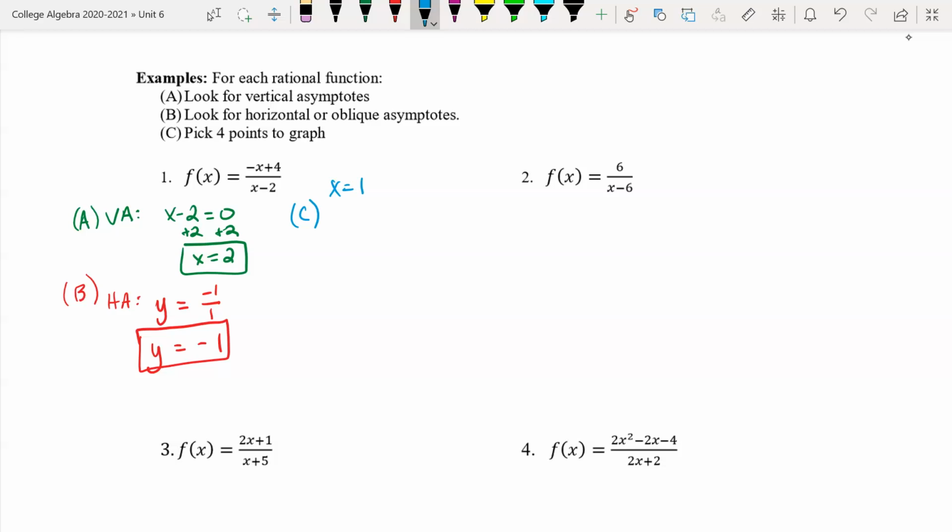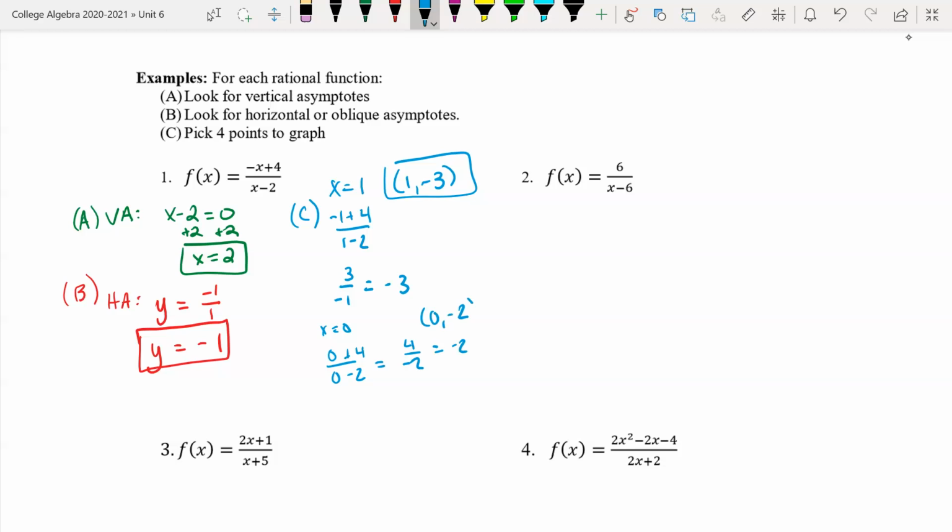If I plug in 1, that'd be negative 1 plus 4 over 1 minus 2. That would be 3 over negative 1, which would be negative 3. So a coordinate I could use would be (1, negative 3). So that's one of them. And you just got to repeat the process. So I'm going to plug in 0. That'd be 0 plus 4 over 0 minus 2, which would be 4 over negative 2, which would be negative 2. So that would be (0, negative 2). Okay, and you would do that 4 times to get 4 coordinates. So you're just going to plug in a number that is not a vertical asymptote. Okay?